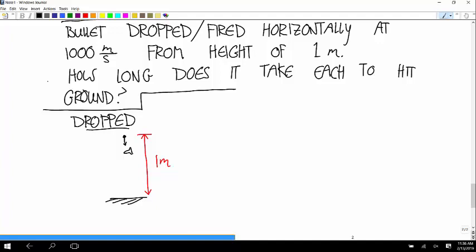Well, this is just a one-dimensional problem. We've done a lot of problems where things are just dropped. So let's choose a 0 position. I'll choose it on the ground. A positive direction, I'll choose up. The time equals 0 instant is when the bullet is dropped. Our time t is going to be when it hits the ground.